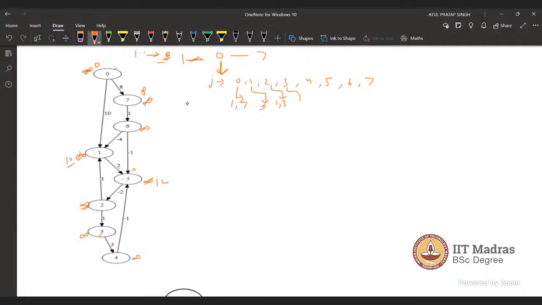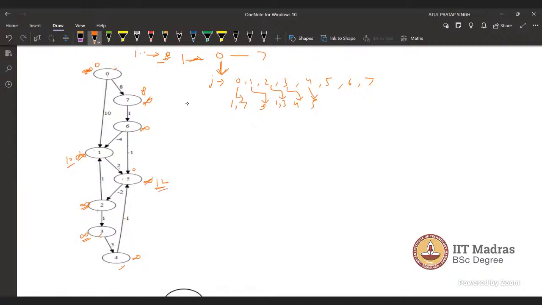Now we will check for 3. What are the adjacent of 3? The adjacent of 3 is 4. The weight is infinite, and infinite plus 3 is also infinite, so this will not update it. Same for 4. We can move from 4 to 5. Infinite minus 5 is also infinite, and the previous value is 12, so 4's adjacent is 5, but we will not update this.